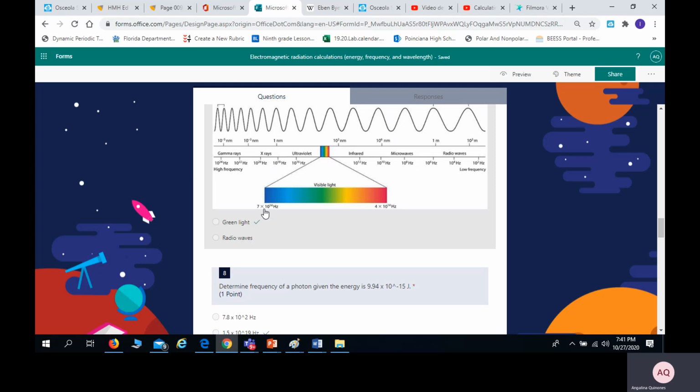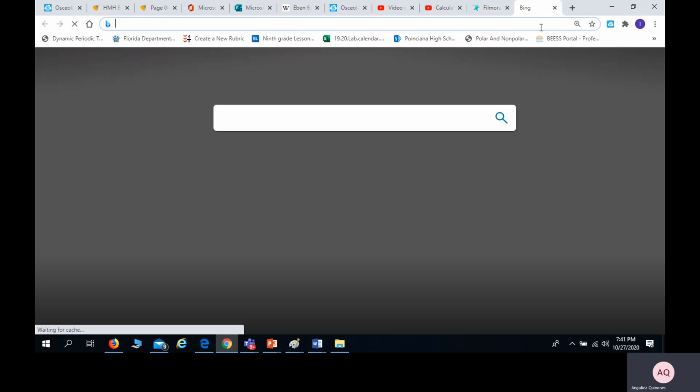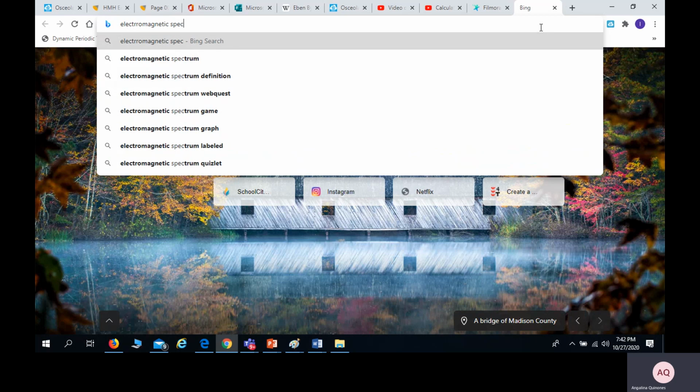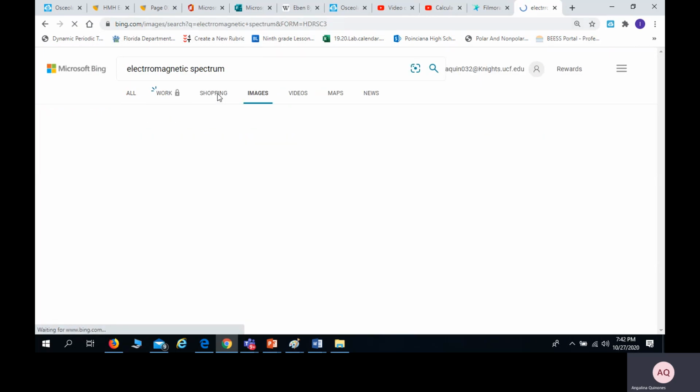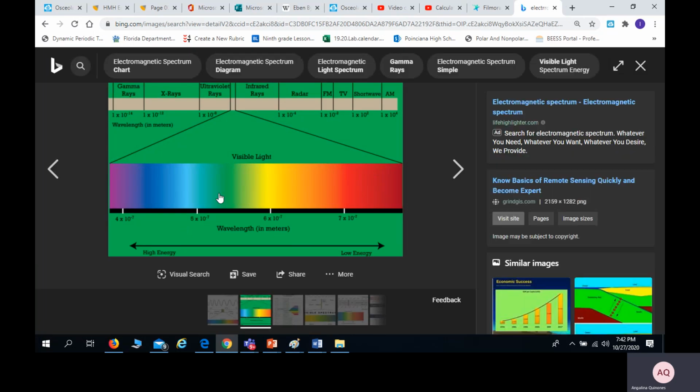I'm not sure why the textbook has infrared as 10 to the 14th, because in reality, infrared is 10 to the 12th. If you look up other electromagnetic spectrums, even if you don't have the textbook, you can always Google this, and you go to images. There's probably a bunch of different sources. Let's look at this one.